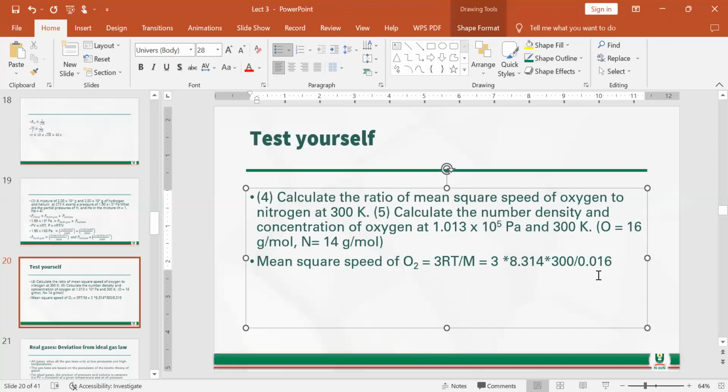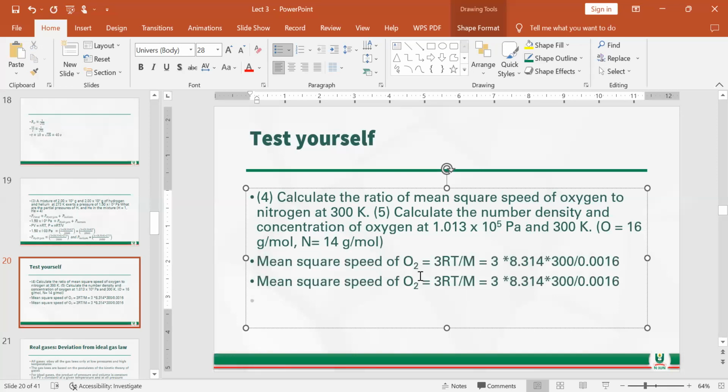Why did we divide by 1,000? Because this one is given in gram per mole. The SI unit for molar mass will be what? Kilogram per mole. So, 1,000 grams make 1 kilogram. So you divide by 1,000 and you have that. That is the value for the mean square speed of the oxygen. So you now calculate the same thing for nitrogen. For nitrogen, you have 14.